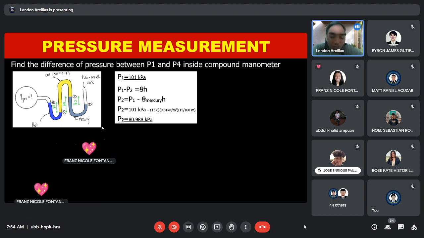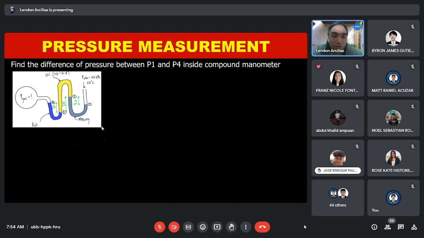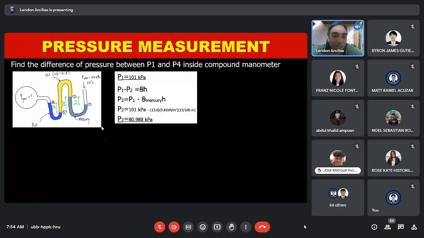Okay. So, kanina, isang liquid lang yan, di ba? So, let's try to have a different type of liquid. We have P gas. Again, neglectable tong P gas na to because wala namang binigay na density. We also have water, we also have oil, we also have mercury. The question here is find the pressure between P1, this one, and pressure 4, which is the pressure of gas. P1 is P atmospheric. Binigay yung P atmospheric, di ba? So P1 is equal to P atmospheric.